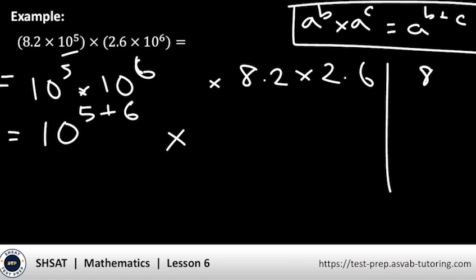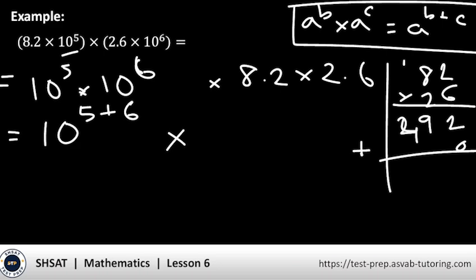All you do here is you do 82 times 26 first. So let's do that. 6 times 2 is 12. Carry the 1. 6 times 8 is 48 plus 1 is 49. 49, you write a 0 here. And then 2 times 2 is 4. 8 times 2 is 16. So that's 2 and 0 is 2. 9 and 4 is 10, 11, 12, 13. Carry the 1. 4 and 1 is 5. 5 and 6 is 11. Carry the 1. 1 and 1 is 2. So that's 2, 1, 3, 2.